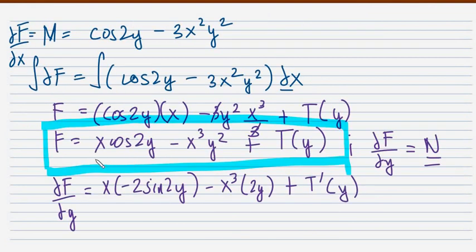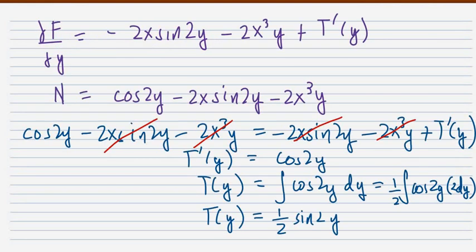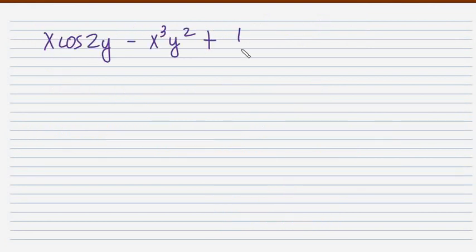So we will now go to our final answer. It's derived from here. As I've said, this is the solution. We simply have to solve for t of y, and we have solved for t of y. So f is equal to the solution: x cosine 2y minus x cubed y squared plus t of y. T of y is 1/2 sine 2y, and this is equal to c.